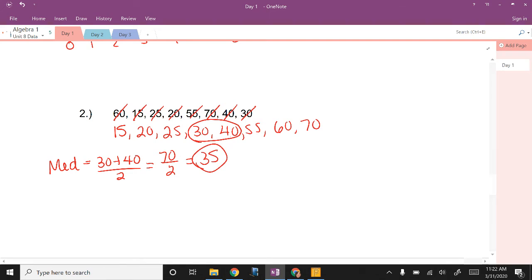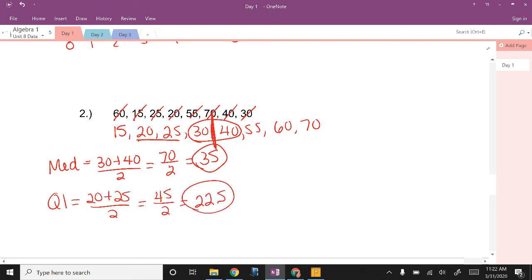Now, since I have an even amount of data, I'm also going to have to do that with my Q1 and Q3. So my median is halfway between 30 and 40, right there where I drew that line. So that means I have 2 numbers that are my Q1 numbers. So I get the mean of those. I'm going to say 20 plus 25 divided by 2. 20 plus 25 is 45. Divided by 2 is 22 and a half. So there's my Q1.